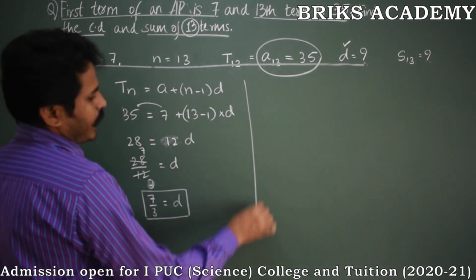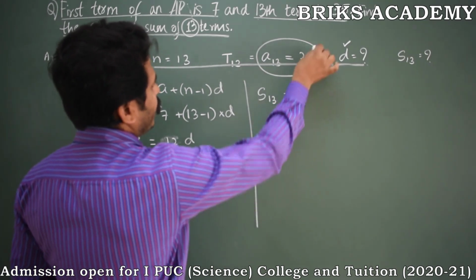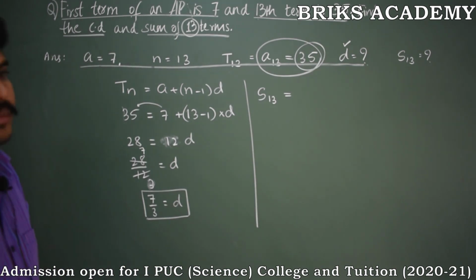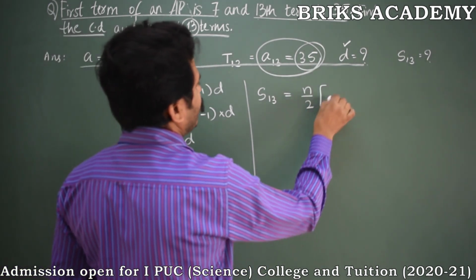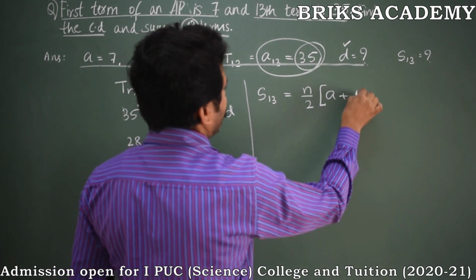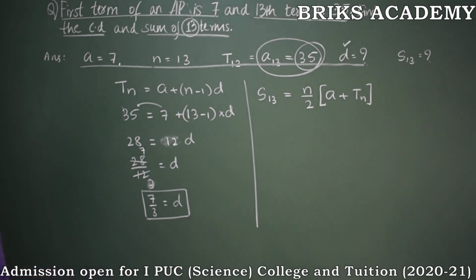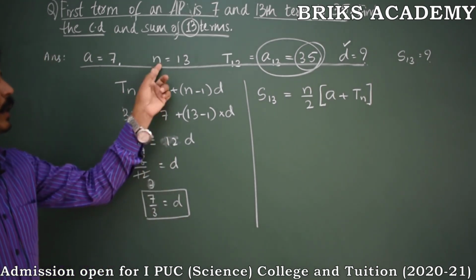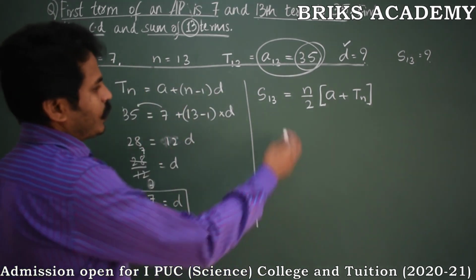So they ask you to calculate S13, that is the sum of 13 terms. But I know the 13th term. So which formula can I make use of? Can I use this formula, N by 2 into A plus L, that is your last term? A plus N minus 1 into D also we can use. There is nothing wrong, because D I know, N I know, A I know, everything I know. But this is easier if you know the last term.